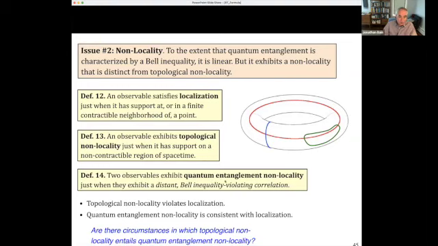And then we might define quantum entanglement non-locality simply in terms of two observables exhibiting a distant Bell inequality violating correlation. So the intuition here is that topological non-locality by definition violates localization, whereas quantum entanglement non-locality is consistent with localization, right? Observables can exhibit quantum entanglement non-locality insofar as they can exhibit a quantum entanglement correlation and yet be localizable. So the relevant question here is, are there circumstances in which topological non-locality entails quantum entanglement non-locality? So I'll leave that as an open question.